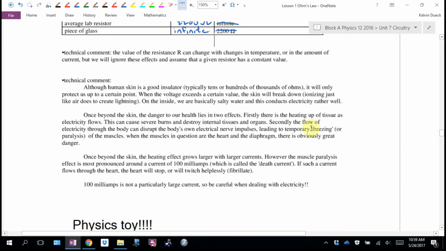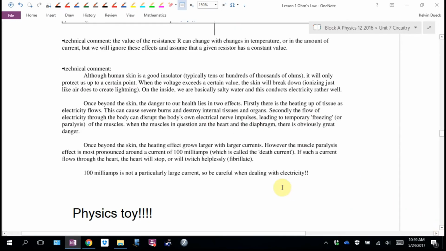Skin is a pretty good insulator, typically tens of thousands or even hundreds of thousands of ohms. But it'll only protect us up to a certain point. Once the voltage exceeds a certain value, the skin will break down. It'll ionize the same way air could ionize from lightning. And on the inside, we're basically salty water, and this conducts electricity pretty well.